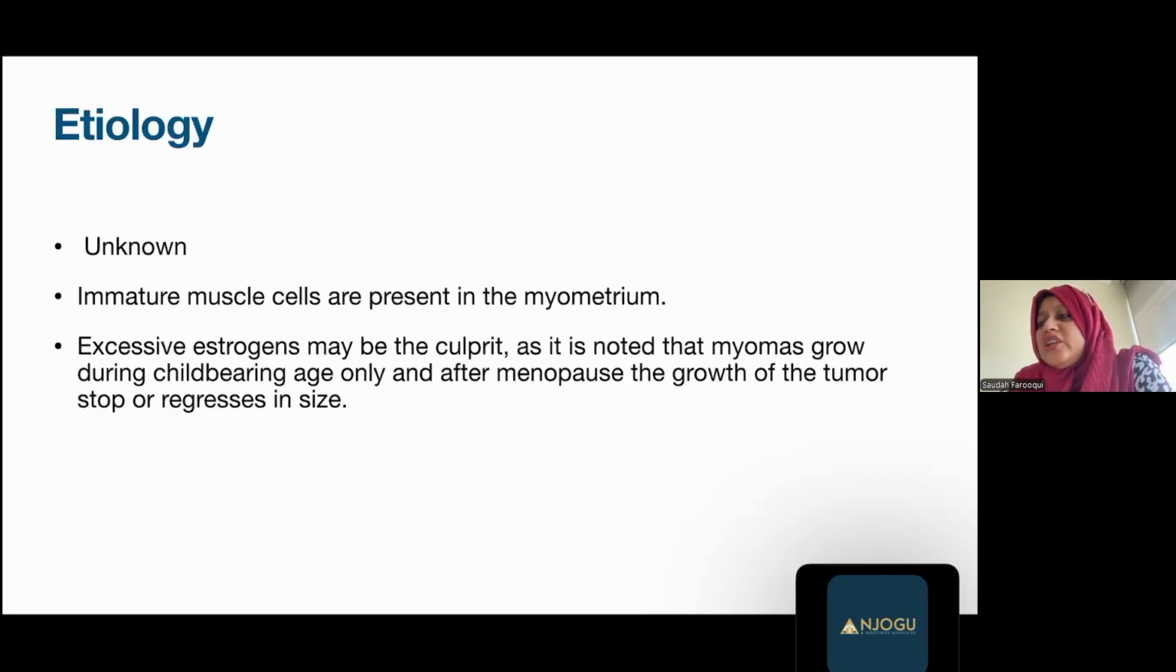So the etiology means what causes these fibroids, right? It's actually unknown. Basically, they are immature muscle cells that are present in the myometrium and that have been found when a fibroid is cut open. That's what they find. We suspect excessive estrogens may be the culprit, as it is noted that fibroids or myomas grow during childbearing age only, and after menopause, the growth of the tumor stops or regresses in size.